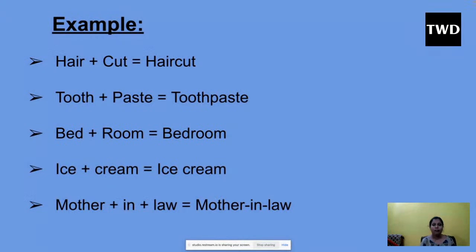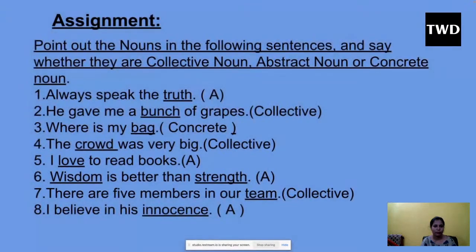Here, hair plus cut, haircut, tooth plus paste, toothpaste, bed plus room, bedroom, ice plus cream, ice cream, mother plus in plus law, mother in law. Can you see how we can frame a new word by adding some other words? Here there are some assignments, I'm just showing it to you, so that if you watch the video again you can come back here and understand this.